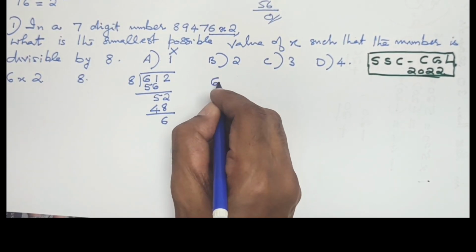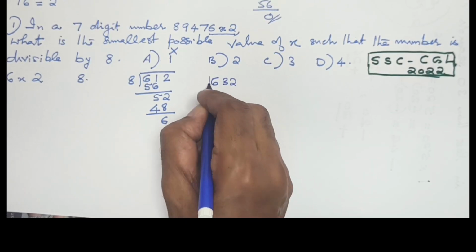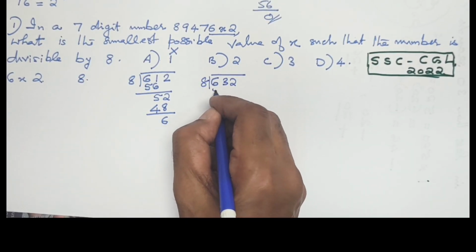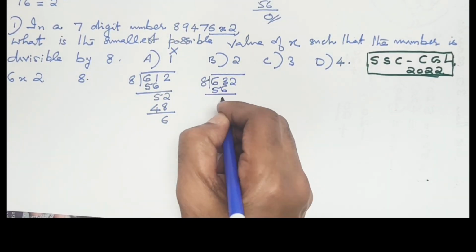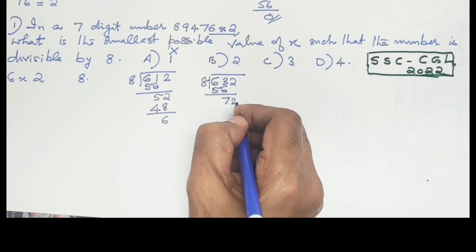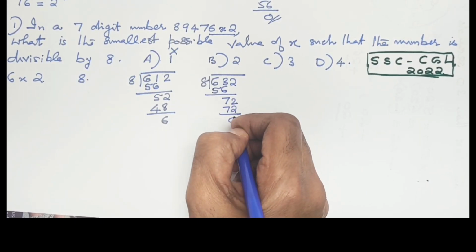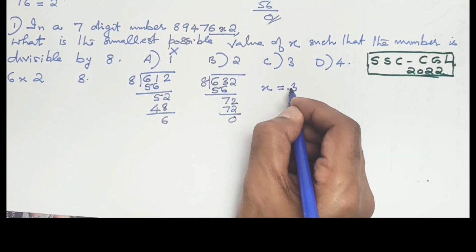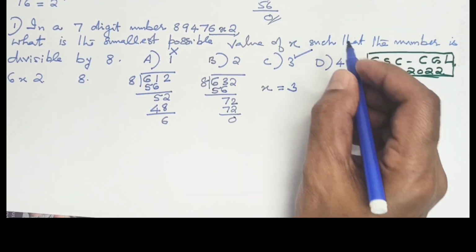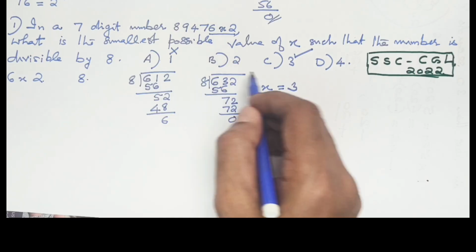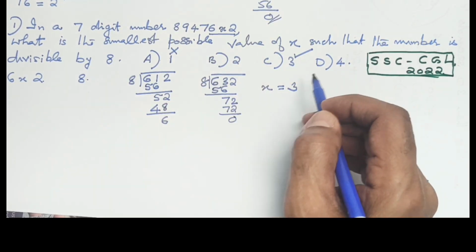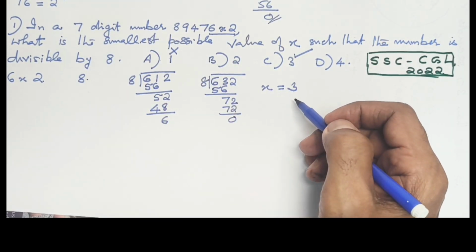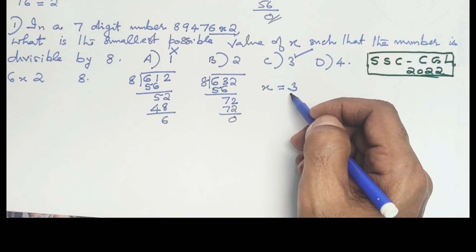Rather, look at this. 6, 3, 2, 8, 56, 72 and 72, 0. Can you see that? That means x equals 3 and that is the least possible value. 632 is the only number, making use of all the 4 options, that you find divisible by 8. So 3 is the correct choice.